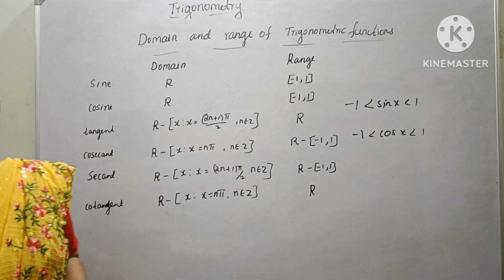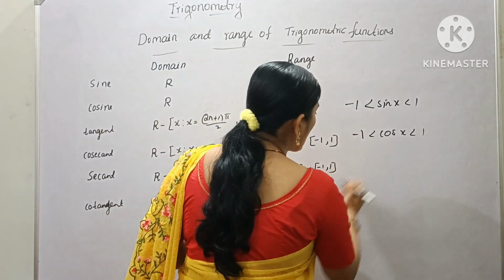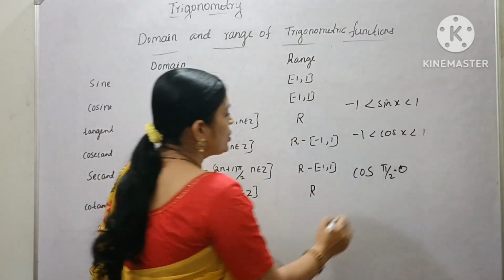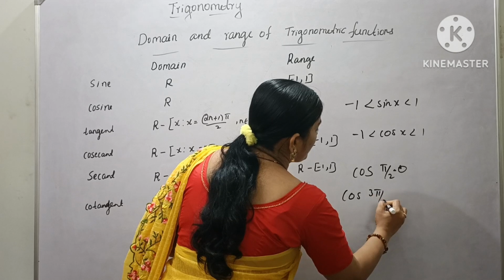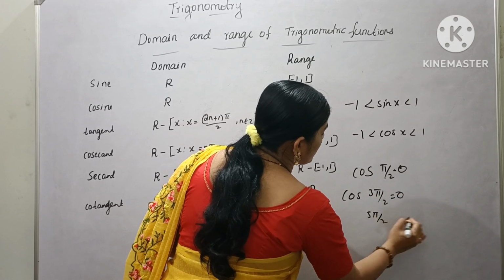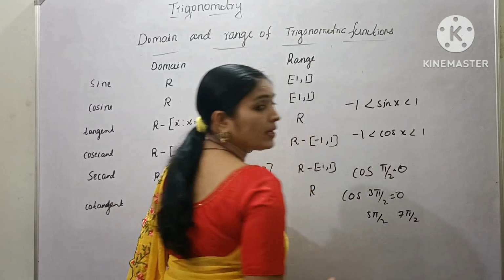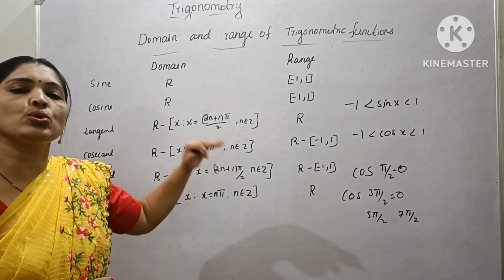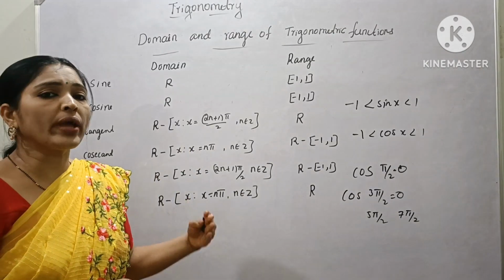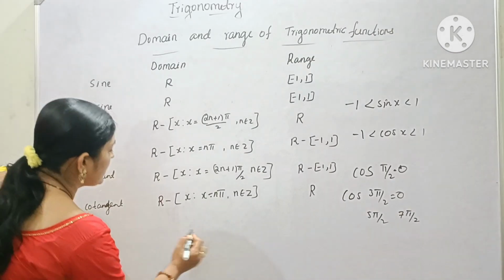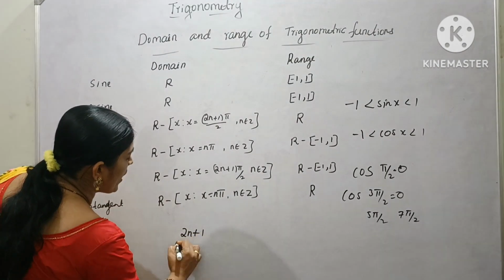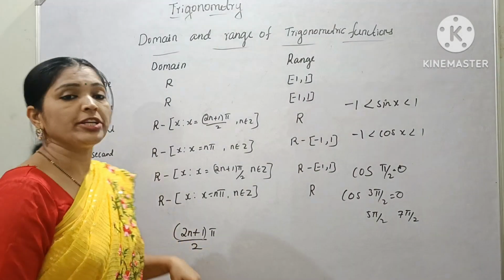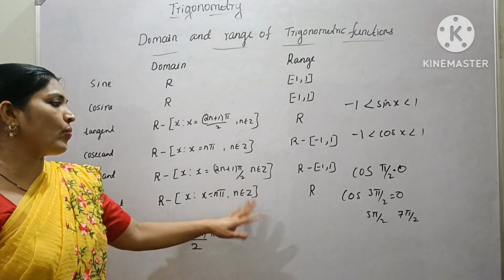So when is cos x 0? We know that cos pi by 2 is 0, right? Cos 3 pi by 2 is 0, then 5 pi by 2, then 7 pi by 2. In general, how can we say this? It is (2n plus 1) into pi divided by 2, isn't it? Where n is equal to 0, 1, 2, 3.